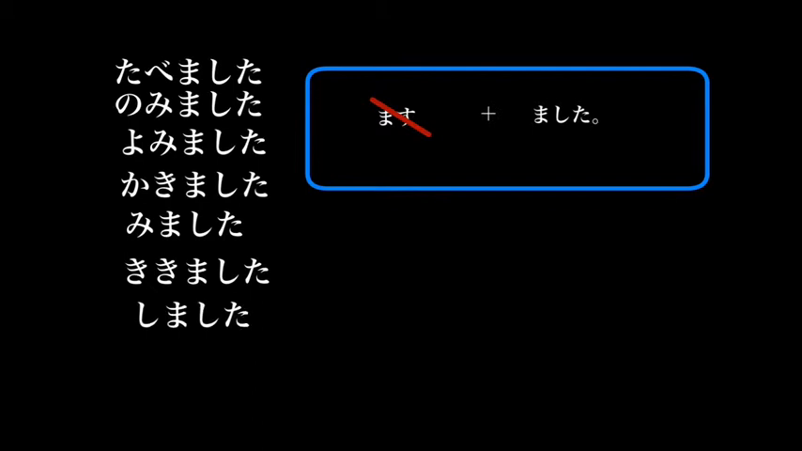So now we have the verbs for tabemashita, I ate. Nomimashita, I drank. Yomimashita, I read. Kakimashita, I wrote. Mimashita, I watched. Kikimashita, I listened. Shimashita, I did or I played a sport.